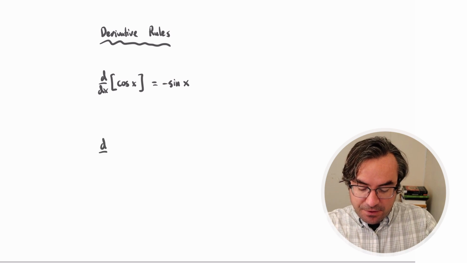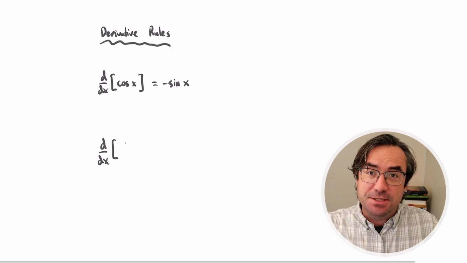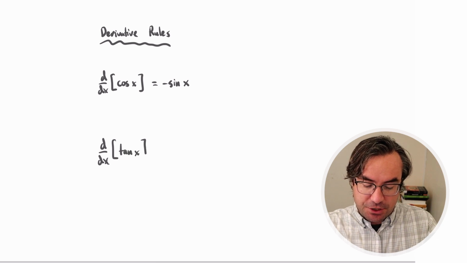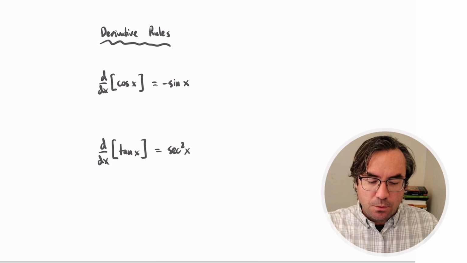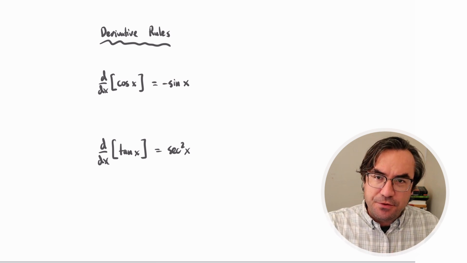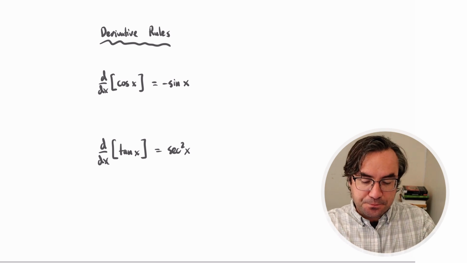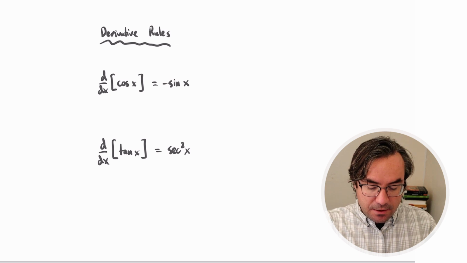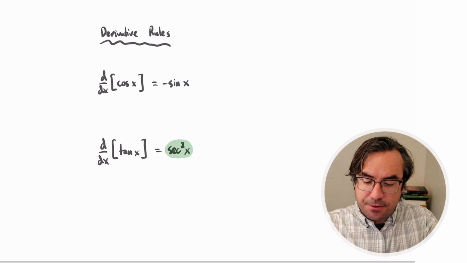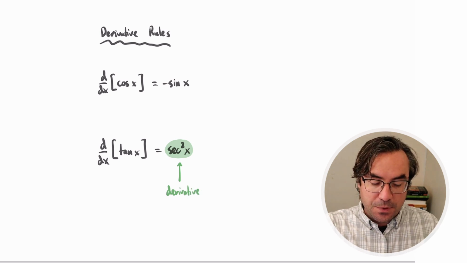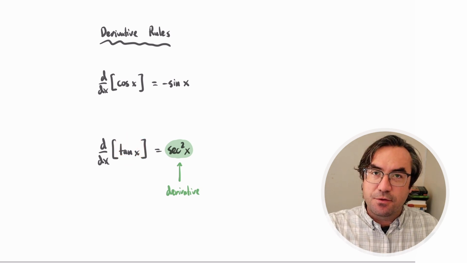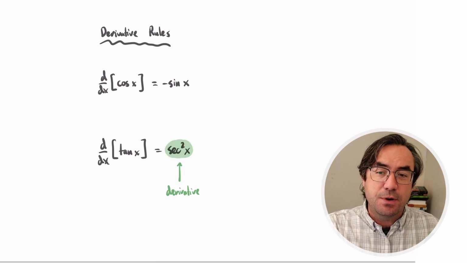And what was the derivative of, let's do tangent. Let's do another trig function. What was the derivative of tangent? It's secant squared. So when we look at all these derivative rules that we had memorized, what we're seeing on the right side of the equation here is the derivative. Okay, so if we're taking tangent x and we want to differentiate, the derivative of tangent is secant squared.